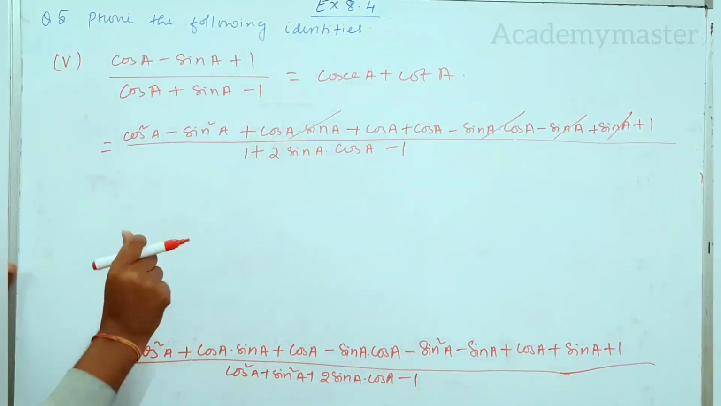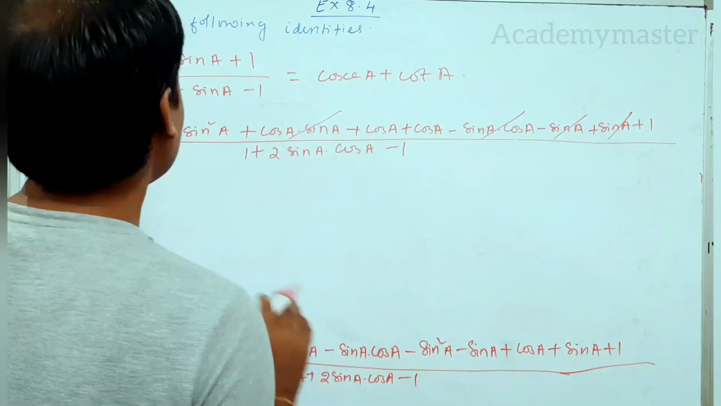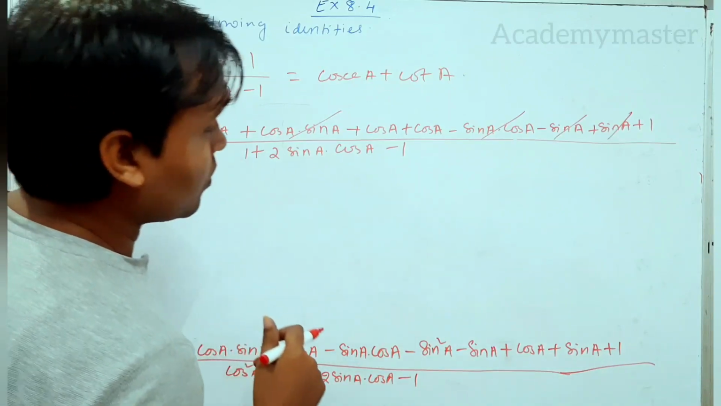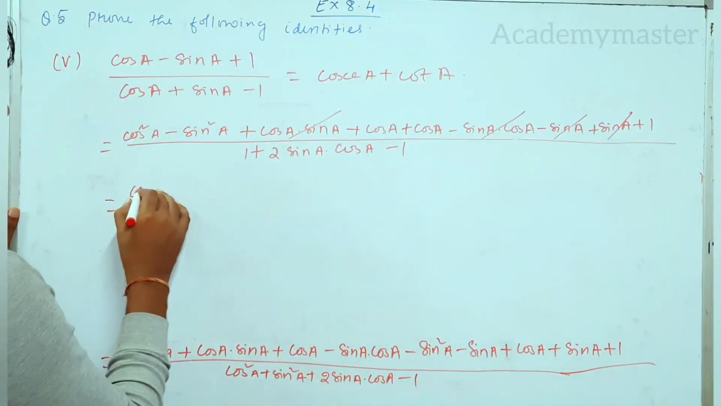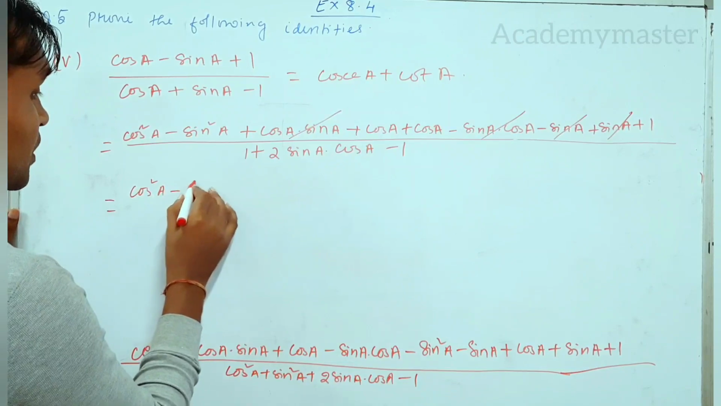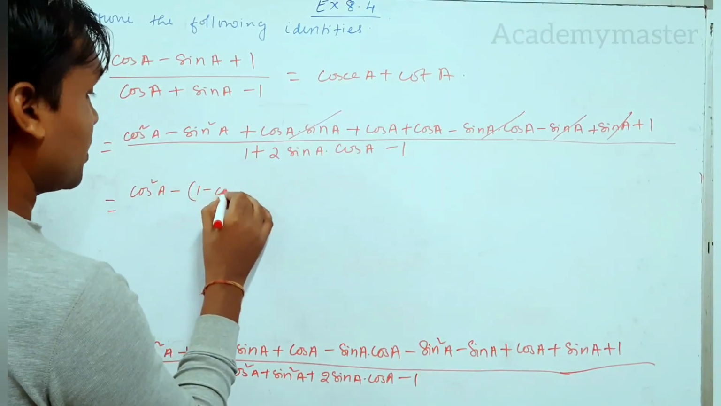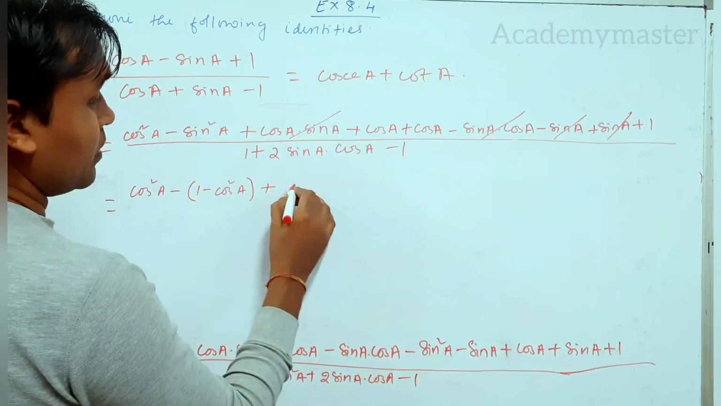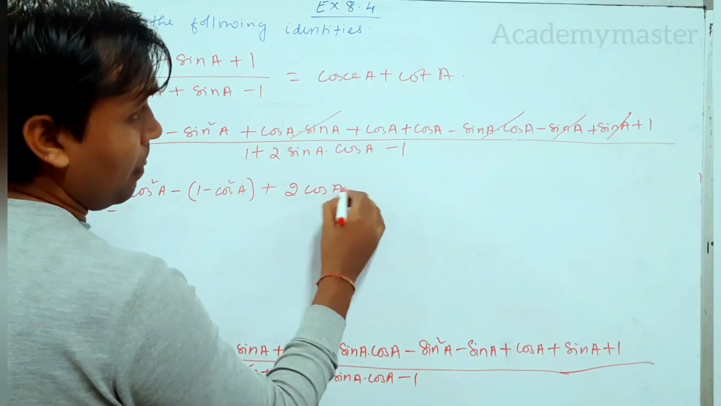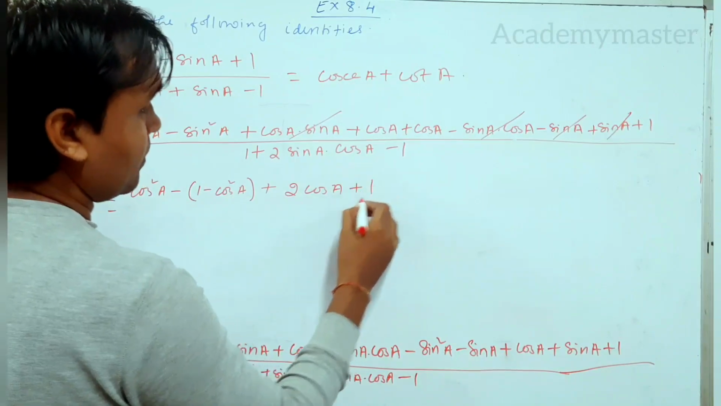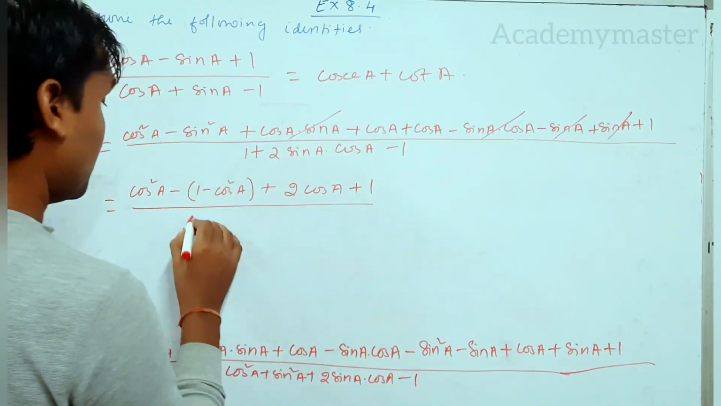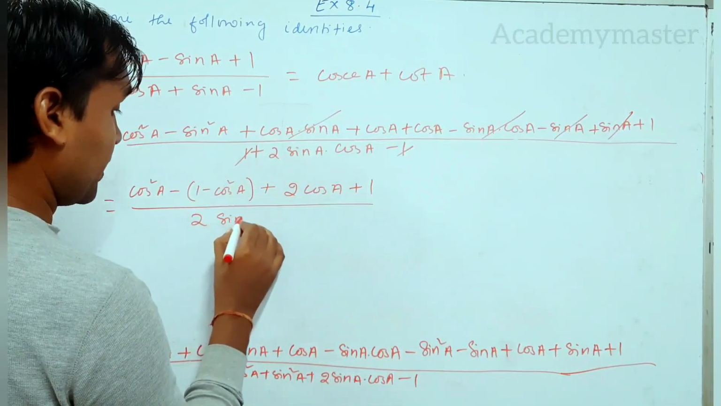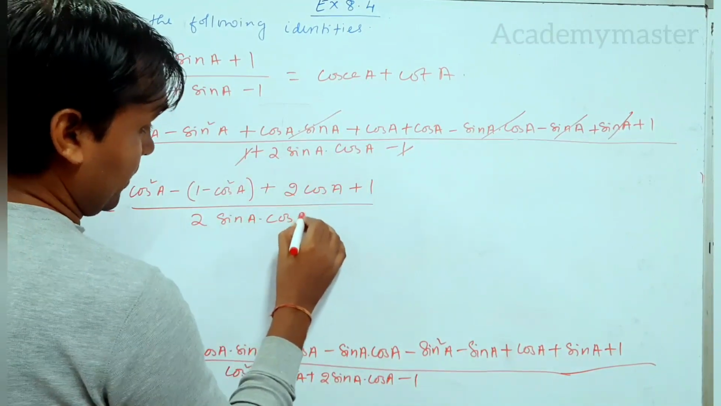Okay. It looks lengthy, but it is not at all. Simple multiplications we are doing here, okay? So you don't need to worry about that. Okay, so cos square A, in place of sine square I can write 1 minus cos square A, and what is left here? 2 cos A and plus 1. Downside, what is left? This one and this one can be cancelled, so it will be 2 sine A into cos A.